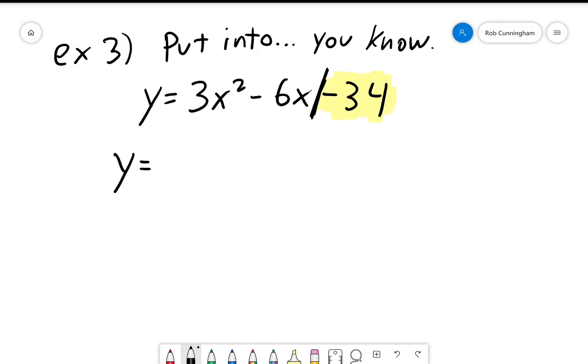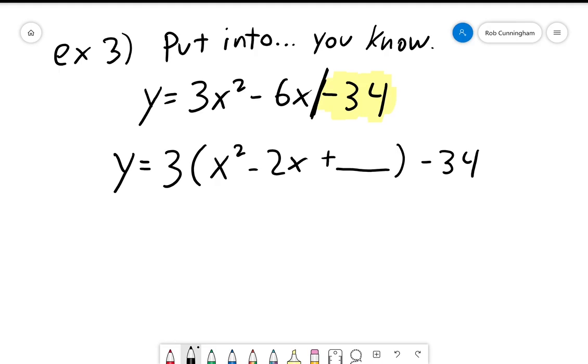So I get y equals 3 times x squared minus, let's see, negative 6x divided by 3 is negative 2x, plus blank, minus 34. So as you can see, I'm focusing on finding and completing this square first, and then I'll deal with whatever other fallout I need to deal with after that.